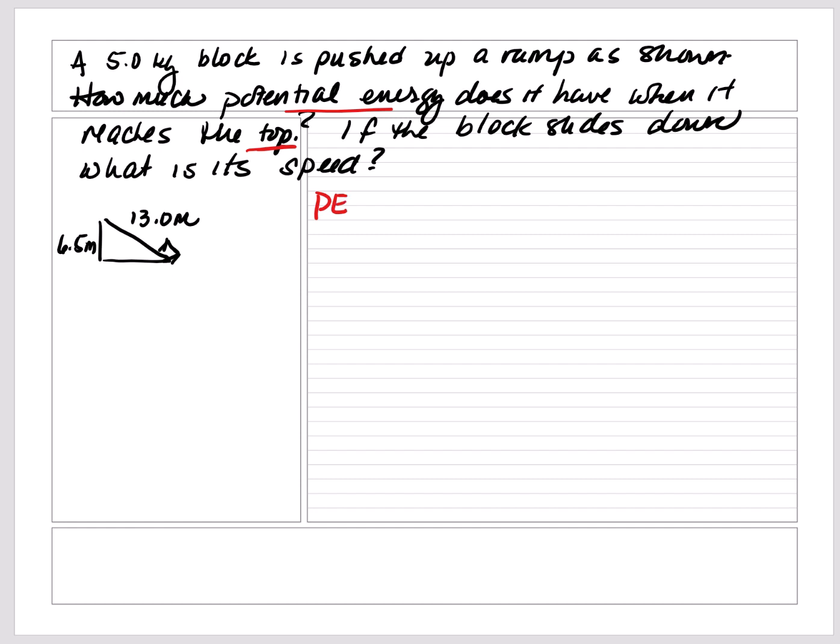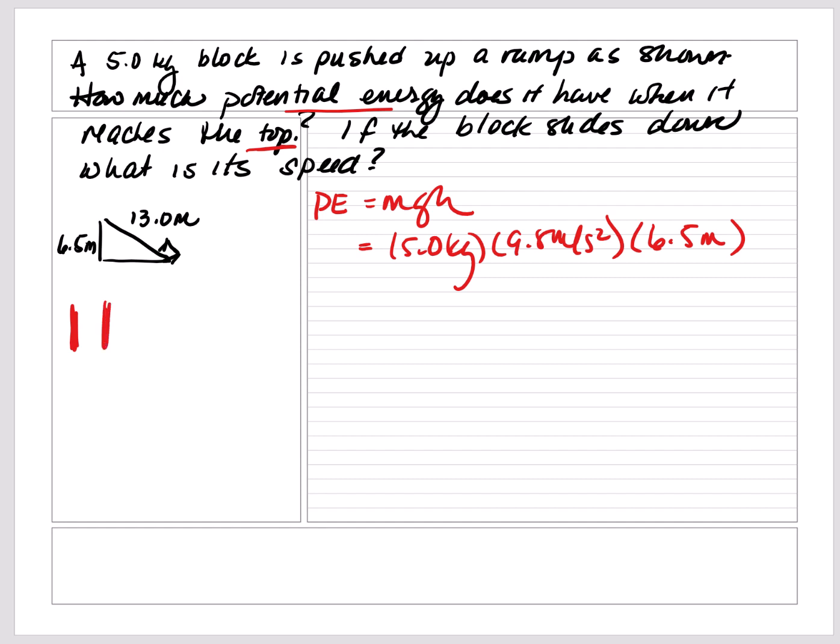So potential energy is equal to mgh. And we know the mass is 5.0 kilograms. Gravity is 9.8 meters per second squared. And my height is 6.5 meters. Remember, this is still work, so potential energy and the displacement must be parallel. So this becomes 318.5 joules.